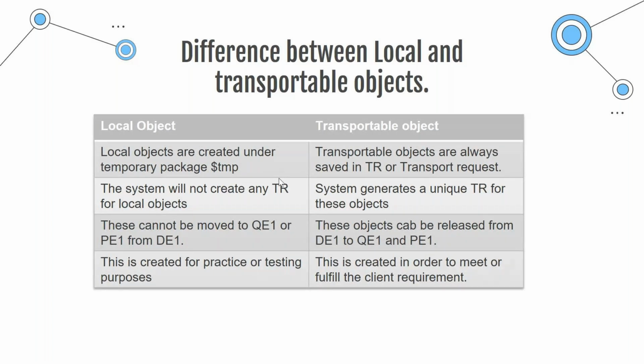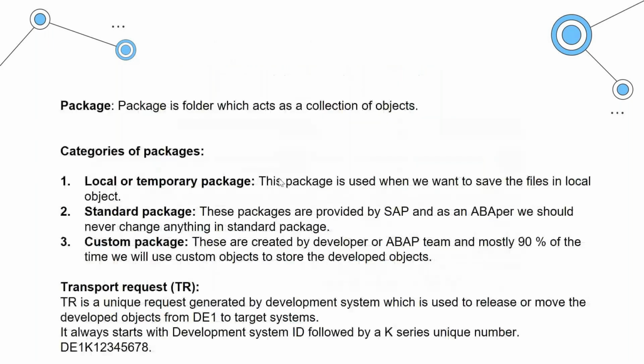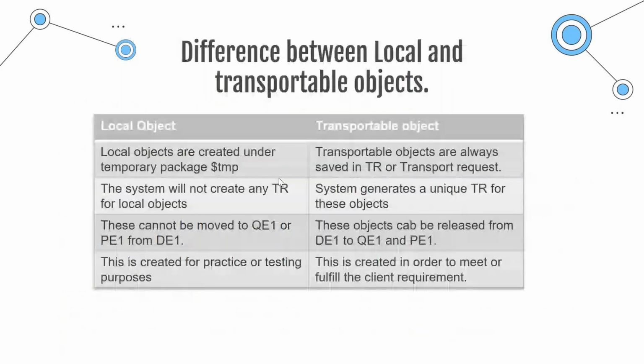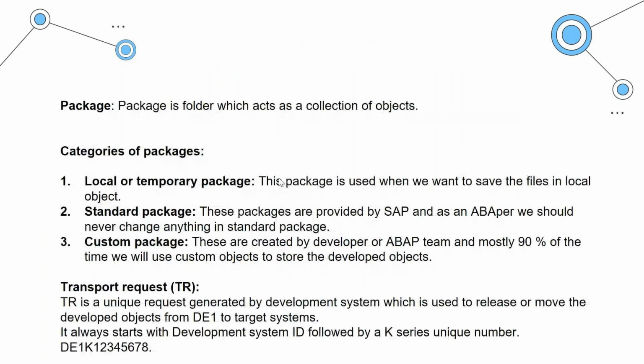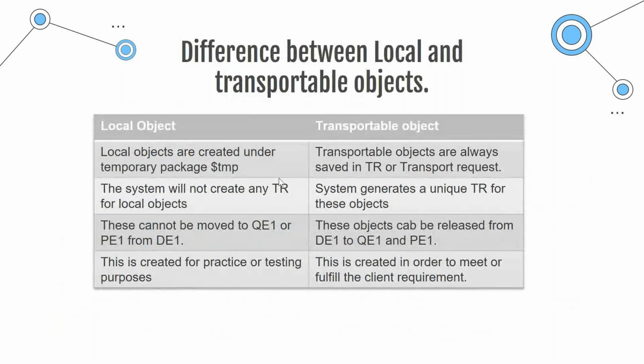It is saved in the background. Okay, in the background, it is saved in that package. What is a package? You will understand it in the next slide. Don't worry. But every single transportable object is saved in a TR. TR also you'll understand in the next slide. TR means transport request. Every transportable object is stored in a transport request.